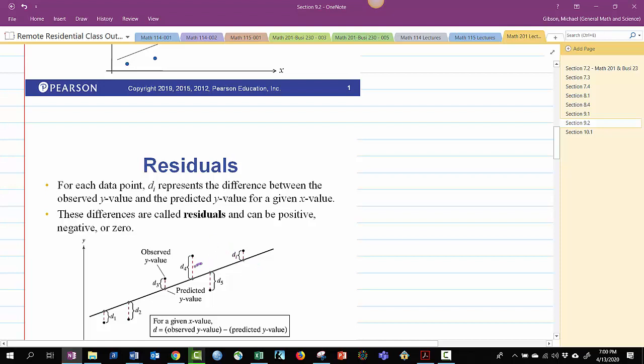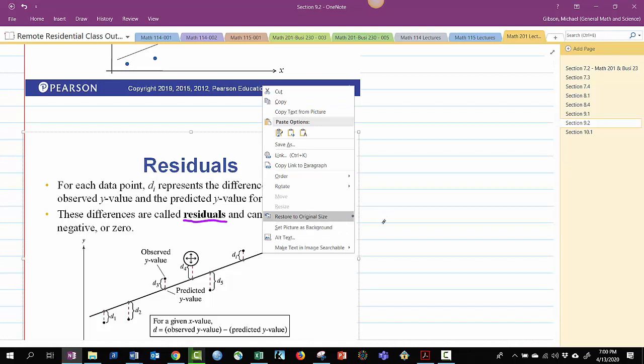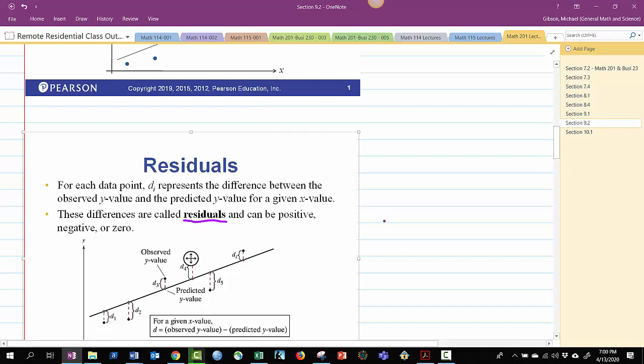Now, these distances are called residuals, okay? And they can be positive if the point's above the line, negative if it's below, and if the point is actually right on the line, then the residual is zero. Okay? So, how do we do this?